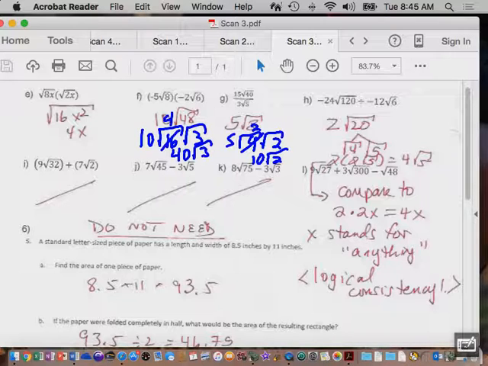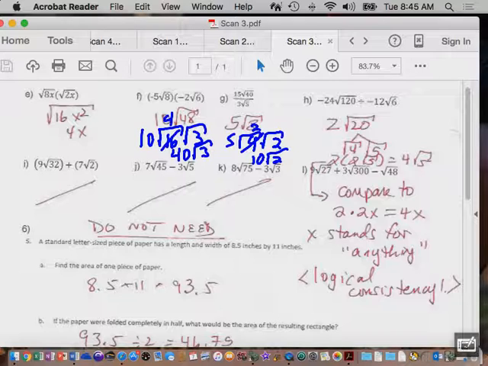Division is the same. -24 divided by -12 is 2. 120 divided by 6 is 20. So now, if I break this down further, it's square root of 4, which is 2, square root of 5. 2 times 2 is 4, so I get 4 radical 5. Now, I want to compare that in theory to 2 times 2x. Everybody, what is 2 times 2x? 4x. It should be pretty simple at this point.